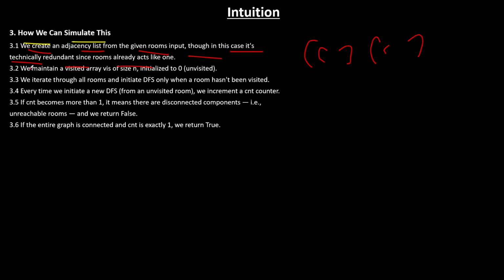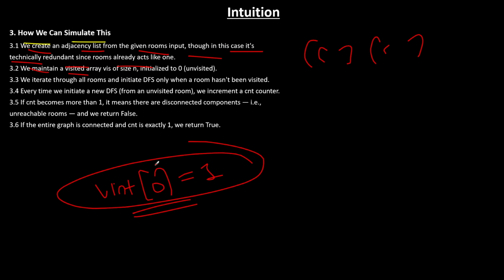Then we maintain a visited array. Of course, we need a visited array, and we will initialize it with 0 marked as visited because it is the starting point.